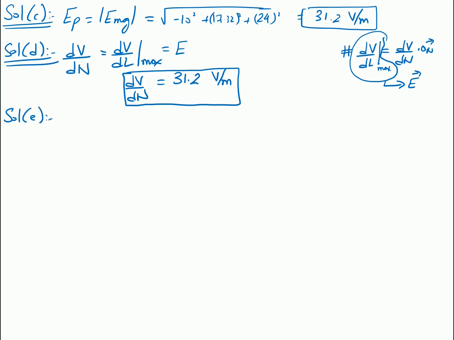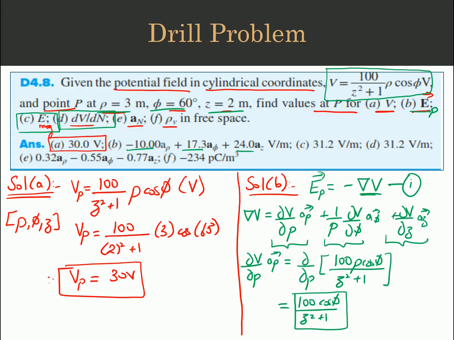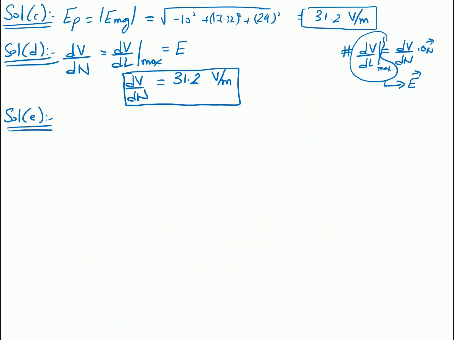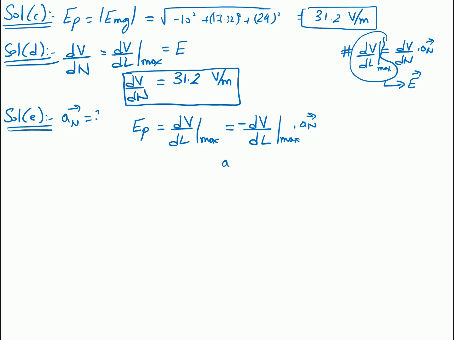Now what is the solution to the E part? So in the E part we have been asked to find the direction of AN, which is the normal vector. So again the direction of AN is straightforward. We can go back to our dV by dN equation because we already know that the maximum value of E comes out to be dV by dL when we have max, and this is also equal to dV by dL max but with a negative sign along A of n. So A of n from this comes out to be negative 31.2, and that is the answer.